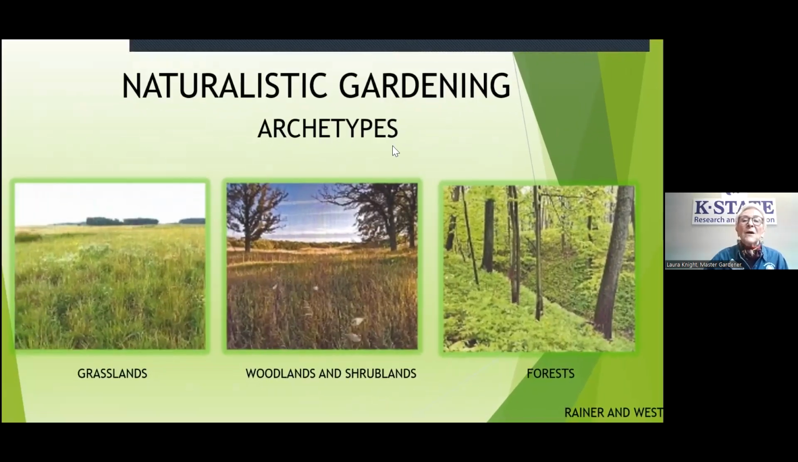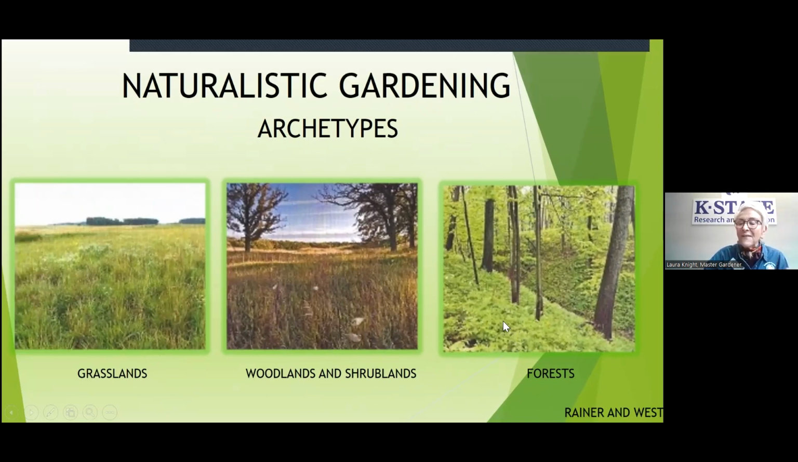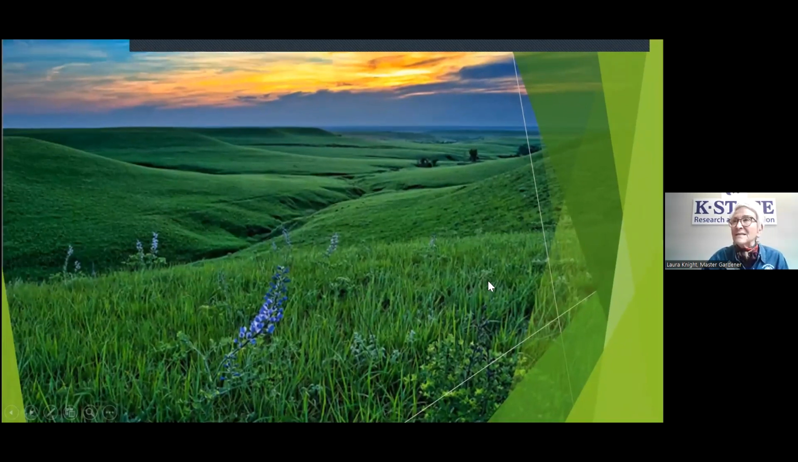And we talk about archetypes. Grasslands, we know what a grassland looks like. Woodlands and shrublands and forests. We have an idea, and we certainly know that this is us here in the prairie. This is us. Flowers at this time were the blues, and maybe at other times there'll be other types of flowers.